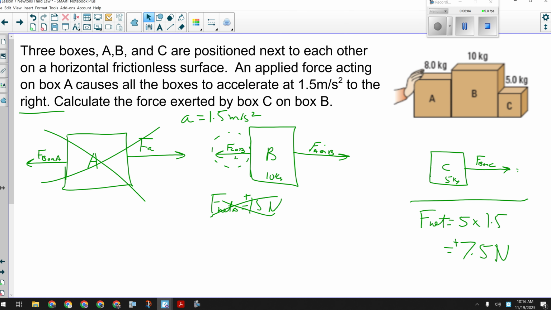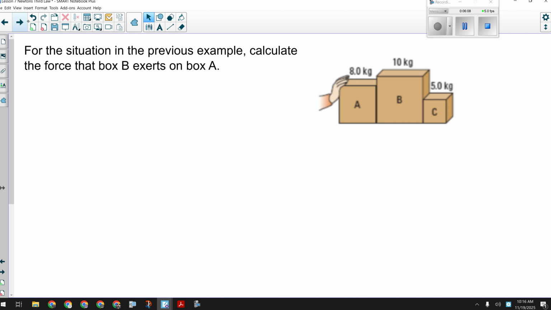Okay, now, same 3 boxes. We know all the same things, including what we just found a minute ago. Now we want to find out how much force box B exerts on box A. So let's go back and we'll draw all our free body diagrams again, and then I'll let you guys see if you can calculate it.